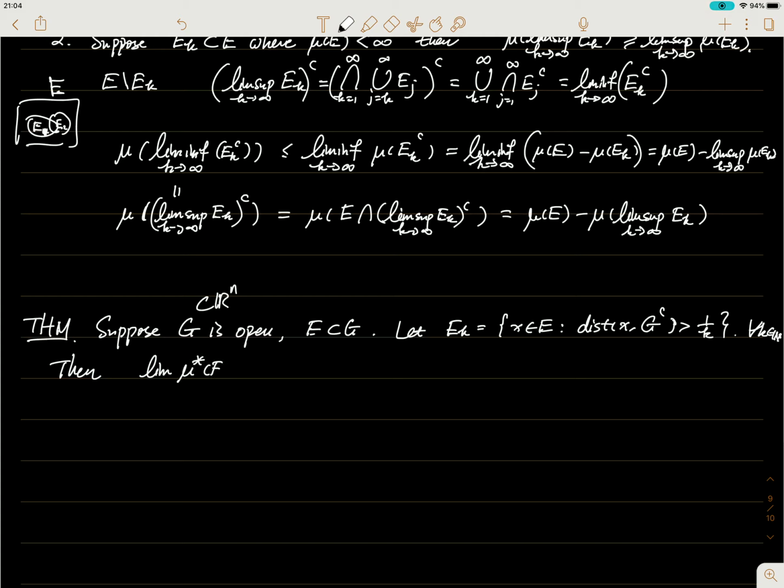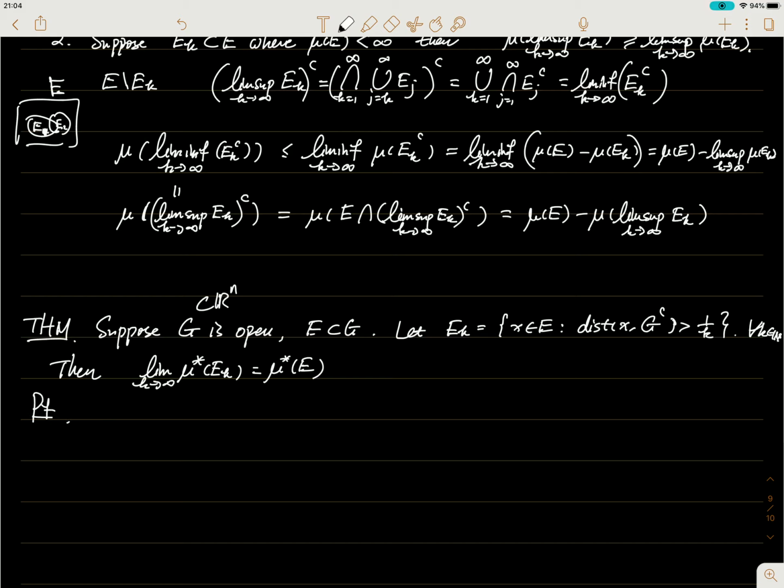then I will have the limit of the outer measure of EK. The reason is we don't really know if the EK is measurable, since the E is not necessarily measurable. Okay, so the E may not be a measurable set. So that's why I only have the outer measure here, and we can show that this is true.